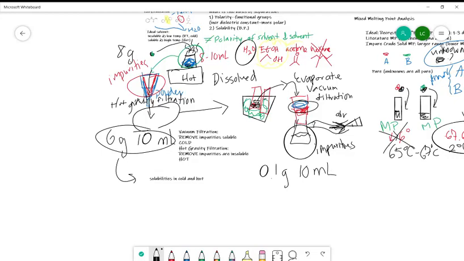You know the amount soluble is going to be lost as impurity, and so you're going to take the 0.1 and subtract it off the 6 grams that you transferred here, essentially, and then you should get 5.9 grams.